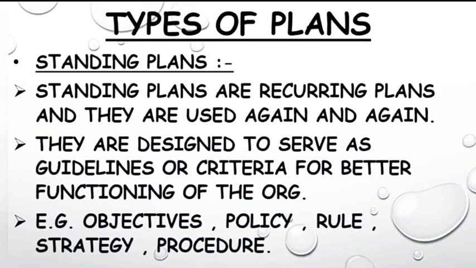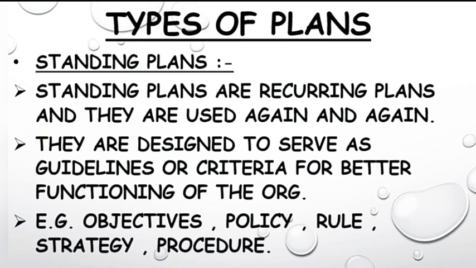The second basic type of plans are standing plans. These standing plans are used again and again in the business organization, and they are recurring in nature. This basically serves as the guideline or the criteria for better functioning of the organization. They can be objectives, policy, rules and regulations, strategy, or procedure.